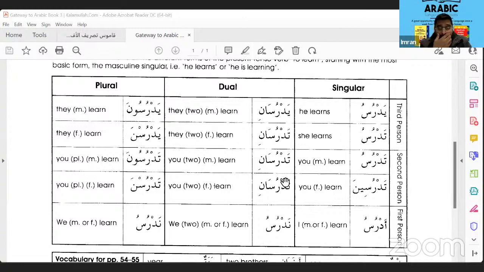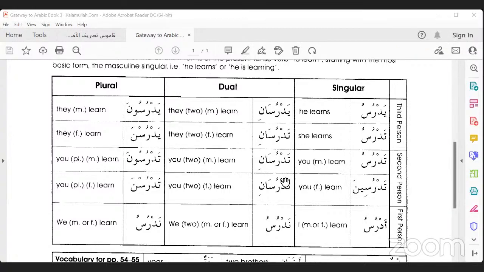Bismillah. Yadrusu, he learns or will learn. Yadrusani, they two learn or will learn, male. Yadrusuna, they all male learn. And then tadrusu, she learns, one female. Tadrusani, they two female learn. And yadrusna, they all female learn. Then again, tadrusu is you male learn. Tadrusani, you two male learn. And tadrusuna, you all male learn.